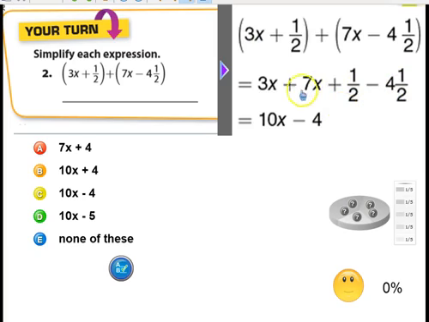So I have 3x plus 7x, which is 10x, and then I have a positive 1/2 and a negative 4 1/2. So I'm basically adding 1/2 to it, so it goes to 4. If you want to do it when you have a negative and a positive, you just subtract the smaller number from the bigger number. So 4 1/2 minus 1/2 is 4. And then the larger number has a negative sign, so you keep that. Okay? So my answer is 10x minus 4.